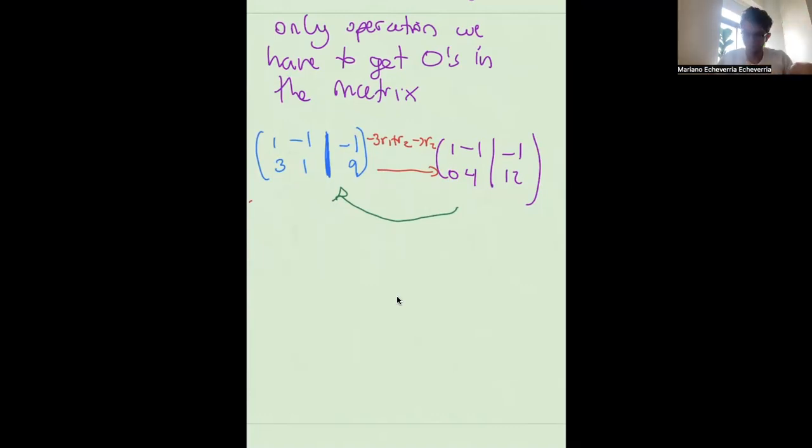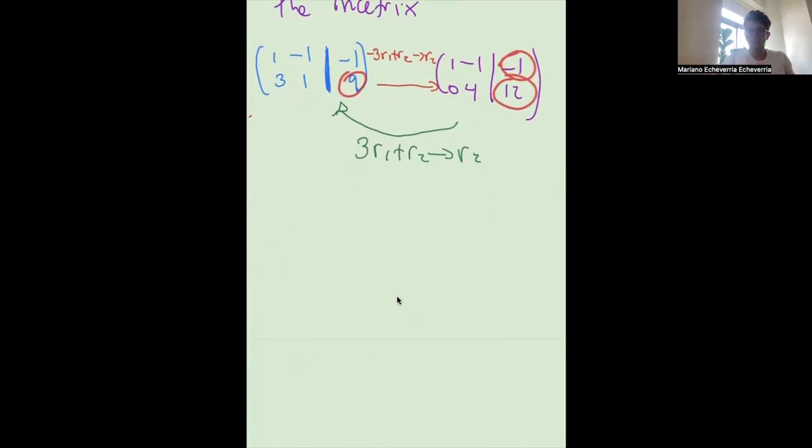Yeah, exactly. Good. So you could do 3 row 1 plus row 2 into row 2. Check that this works. If you do 3 row 1, now this becomes 3 with this 0, it gives you 3. This one becomes negative 3 with this 4, gives you 1. This one becomes minus 3 with this 12, gives you 9. And that's actually more or less what happens all the time.